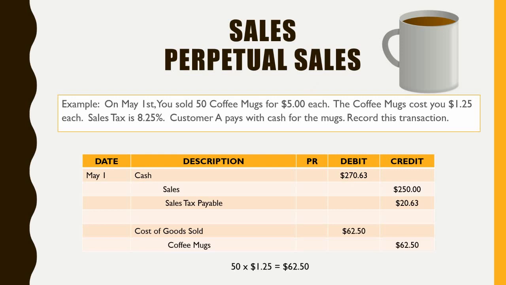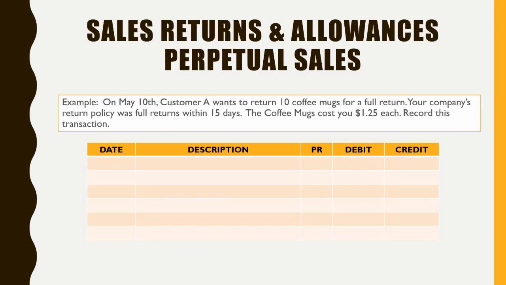Right? Good. Now let's go ahead and look at scenario 1. What happens if on May 10th, customer A wants to return 10 coffee mugs for a full refund? And your company policy was a full refund within 15 days. The coffee mugs cost you $1.25 each. So record this transaction. They met the return policy period.